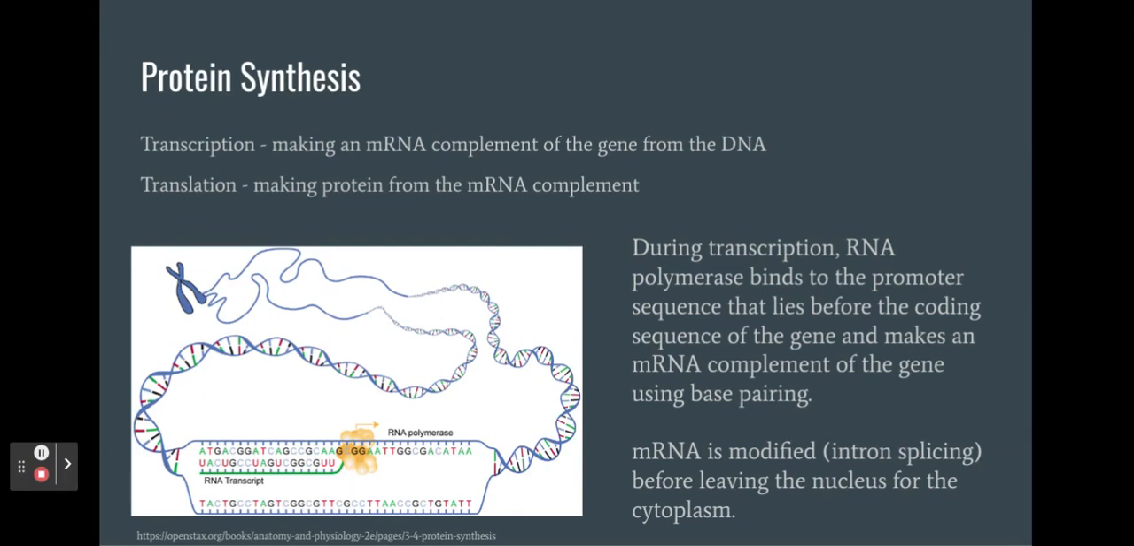Recall that there are no thymine nucleotides in RNA. Uracil will take the place of thymine. Upon termination, the mRNA detaches from the DNA and the enzyme. The mRNA molecule is modified by removing segments called introns that don't contain coding sequences. The remaining exons are then spliced together, and the strand leaves the nucleus for the cytoplasm.